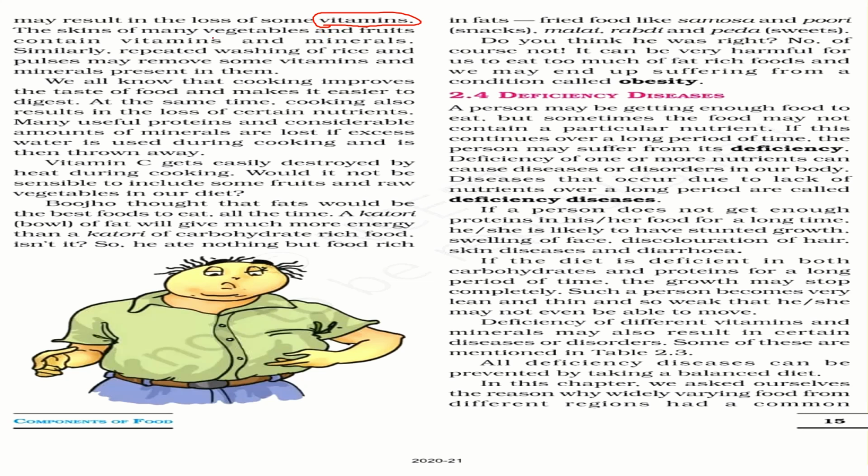The skins of many vegetables and fruits contain vitamins. The upper skin of many vegetables and fruits will contain some of the vitamins. So while cooking, you can tell your mom not to remove all of that, because the skin also contains some vitamins and minerals.